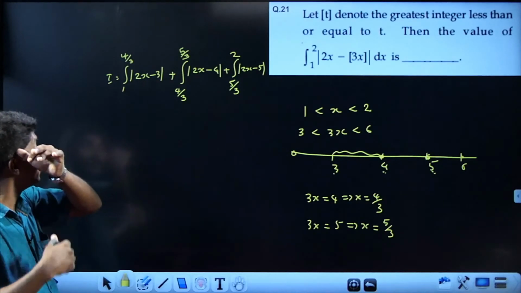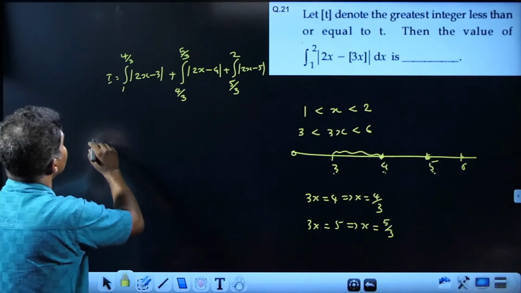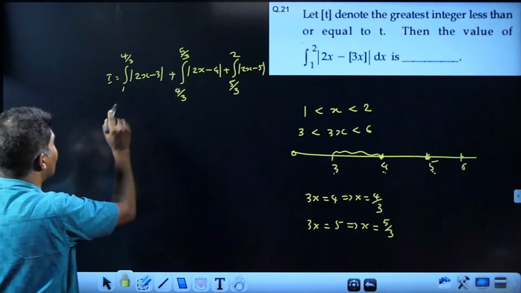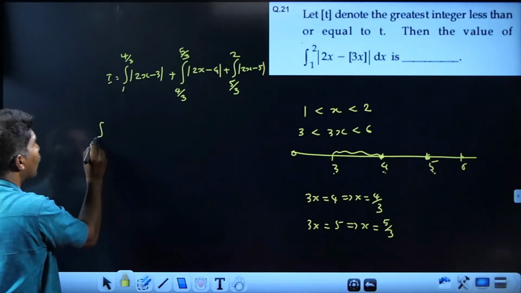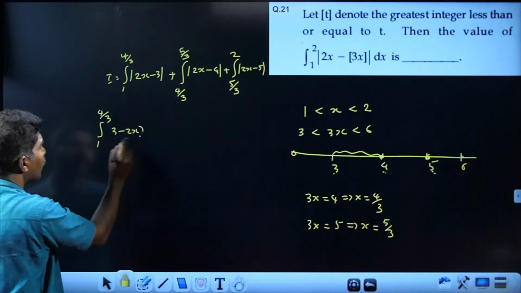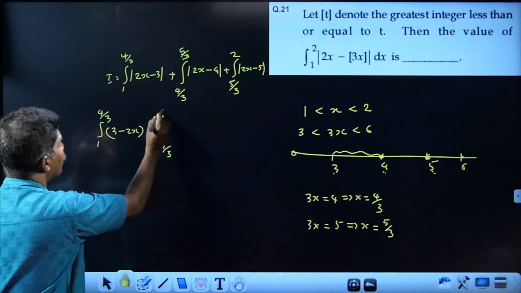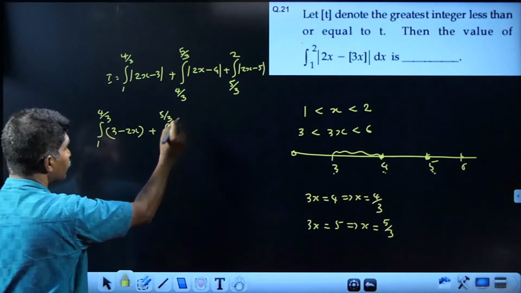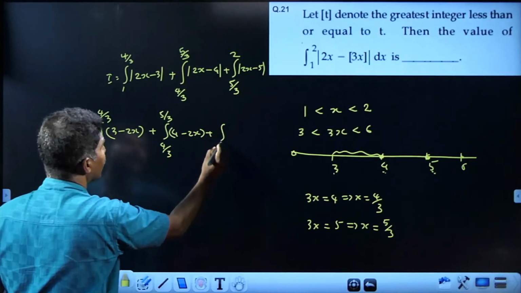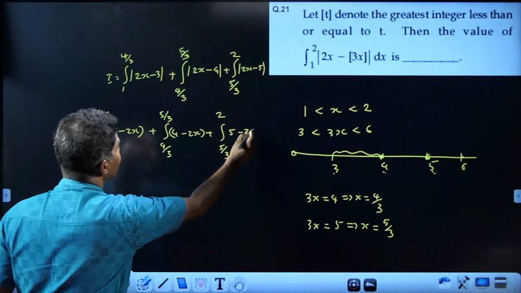Again, from 1 to this one, we can see that 2x is smaller than this one, so you will write it in reverse. Substituting 1 itself, you can see that 2 minus 3 comes negative. So, what will I write? Integral of 1 to 4 by 3, 3 times (3 minus 2x), plus integral 4 by 3 to 5 by 3, 4 times (3 minus 2x), plus integral 5 by 3 to 2, 5 times (3 minus 2x).